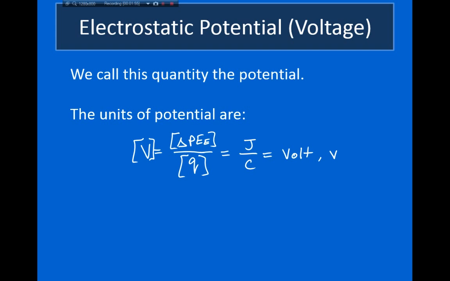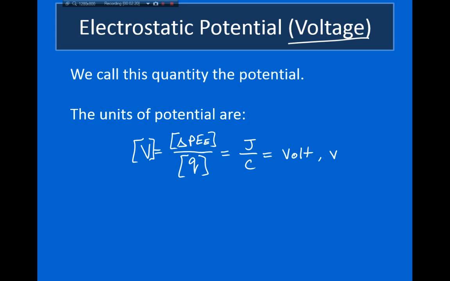So this is why you'll frequently hear people refer to potential as voltage, and it's really the only quantity I can think of where we do something like that, where we name the quantity in terms of its unit. You don't hear people refer to mass as grammage or something like that. But potential is very frequently referred to as voltage, I think so it doesn't get confused with potential energy.